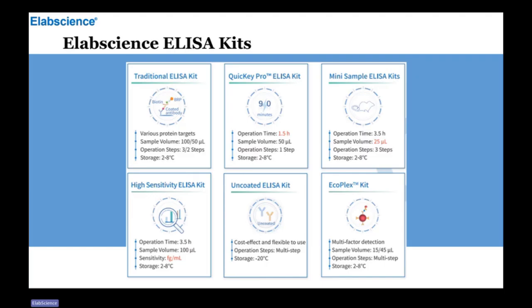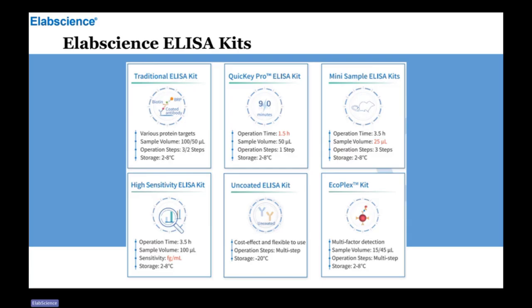Then the next one is the high sensitivity ELISA kit. There are some cytokines which are not so abundant in the sample. Their concentration is quite low. So the high sensitivity ELISA kit has a very high sensitivity, and it can detect up to the femtogram level of concentration in a given sample.